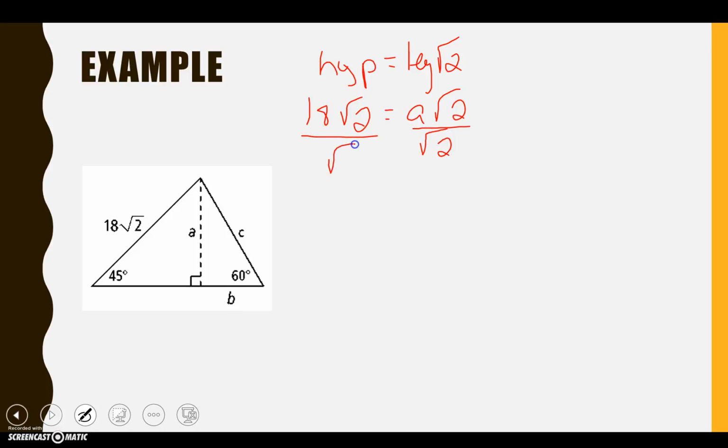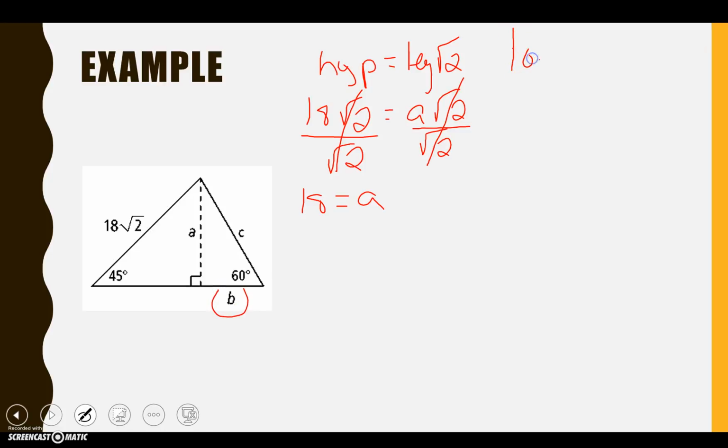Now, if you don't need to do this process, that's great. If you need to do this every time, continue doing so. So what happens here is the square root of 2's on the right cancel. And the nice thing is on the left-hand side, the square root of 2's also cancel. If they're on the top and the bottom, go ahead and cancel them out. What I'm left with here is 18 is equal to the value of a. That is our long leg. So what we need to do now is find the value of b, because that's our short leg.